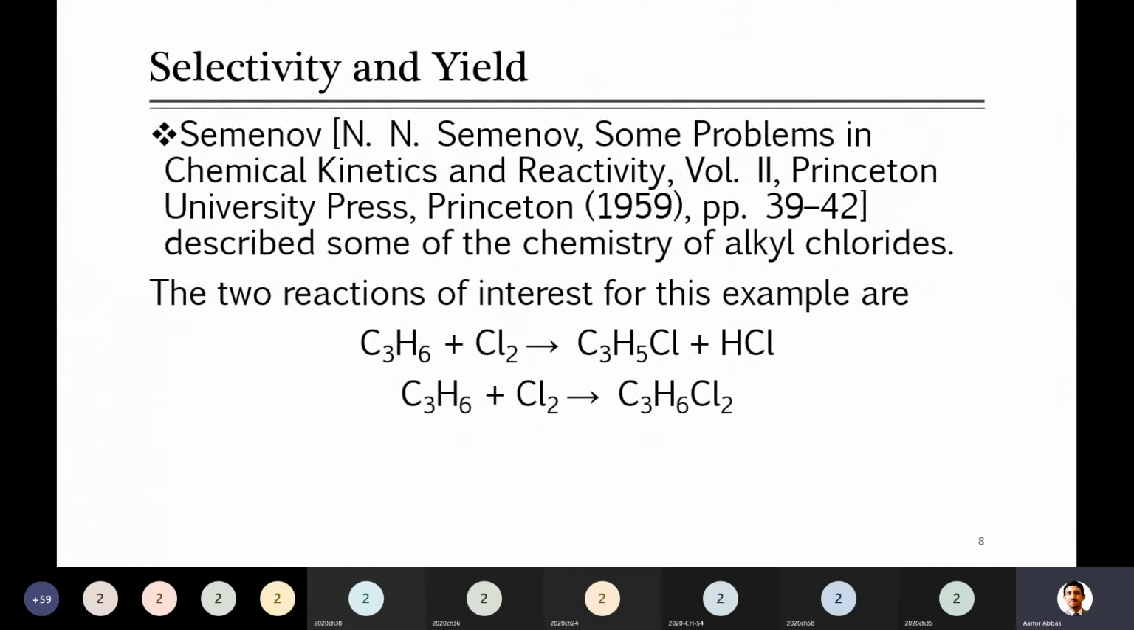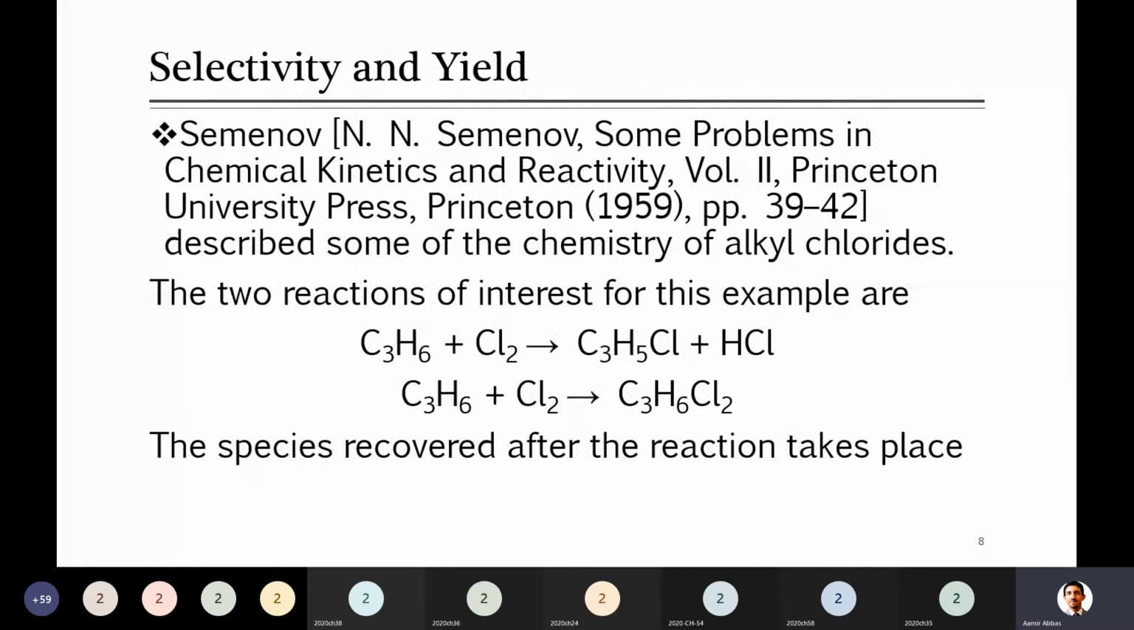And in the second reaction, C3H6 reacts with chlorine and it produces C3H6Cl2. The species recovered after the reaction takes place for some time are listed in the table on the next page. So up to here, what you are provided are two reactions. Two reactions are taking place somewhere, and the species are recovered after the reaction takes place for some time. For example, this reaction occurs for 1 hour and after that you have collected the data, the amount of some of these chemicals, provided in a table.